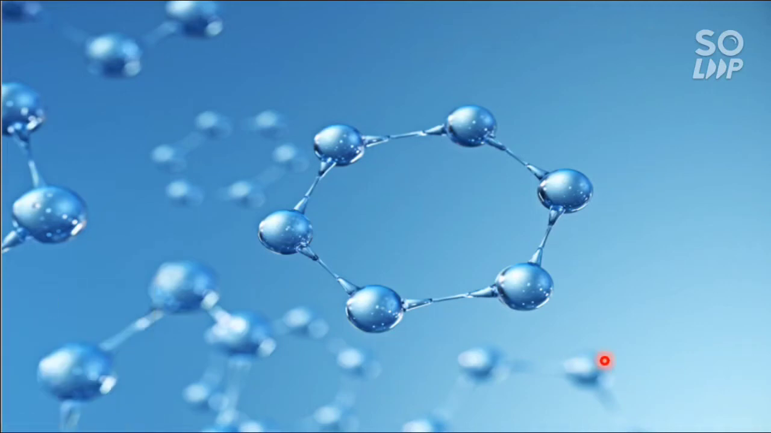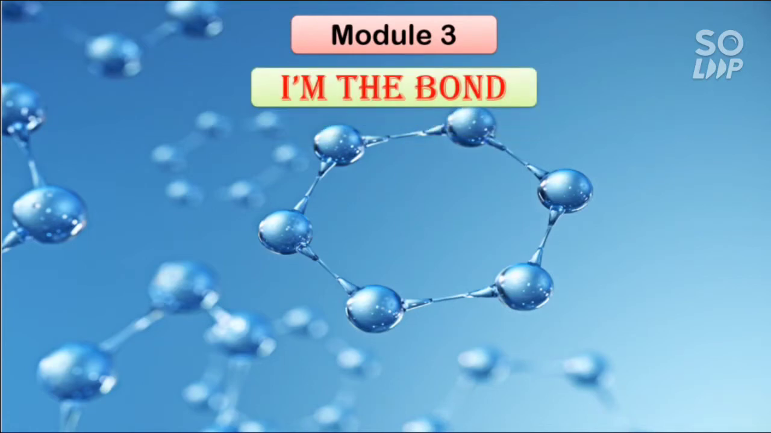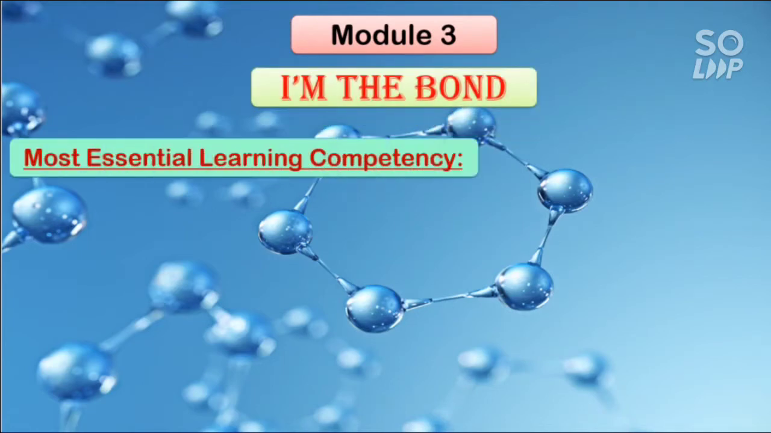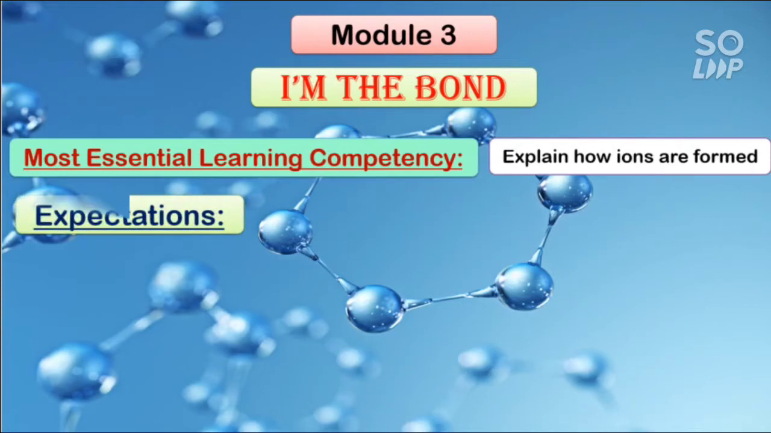So let us now proceed to module number 3, which is the continuation of module number 2. In this lesson, we are going to study how ionic bonding happens. The most essential learning competency is to explain how ions are formed, and the expectations are the following.